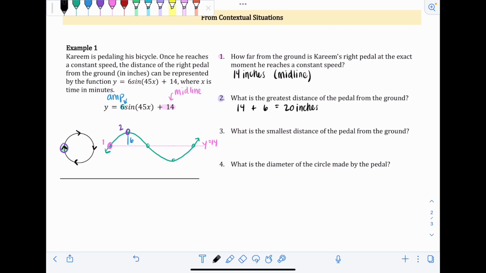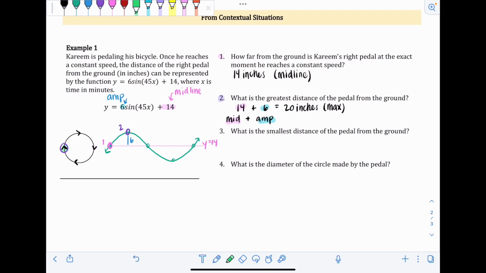And that's also giving us our maximum. Okay, so this was the midline. Our setup was the midline plus the amplitude to get our maximum, or the greatest distance that the pedal is away from the ground.